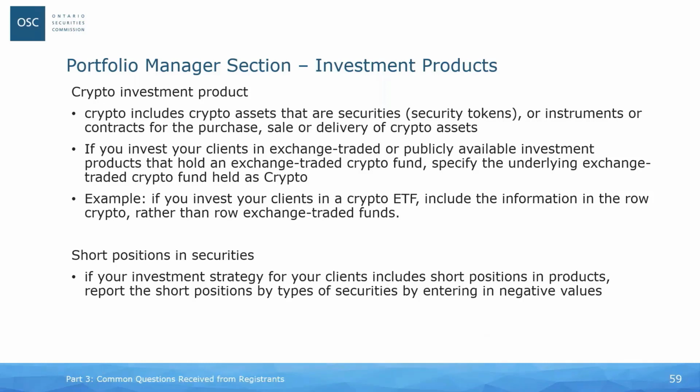We would like to take this opportunity to highlight two new aspects in question P2 this year. There is a row for crypto investment product information for firms to include, if applicable. Crypto includes the crypto assets that are securities, security tokens, or instruments or contracts for the purchase, sale, or delivery of crypto assets. If you invest your clients in exchange-traded or publicly available investment products that hold an exchange-traded crypto fund, specify the underlying exchange-traded crypto fund held as crypto. For example, if you invest your clients in a crypto ETF, include the information in the row crypto rather than the row exchange-traded funds.